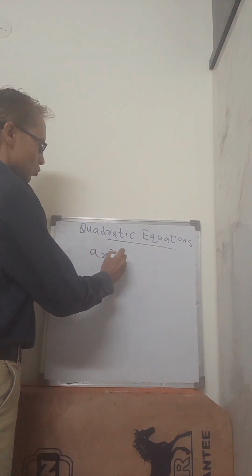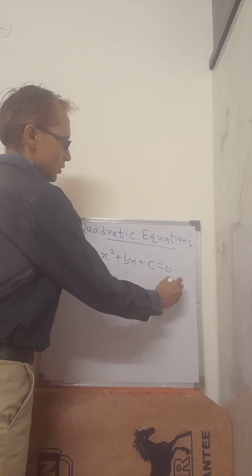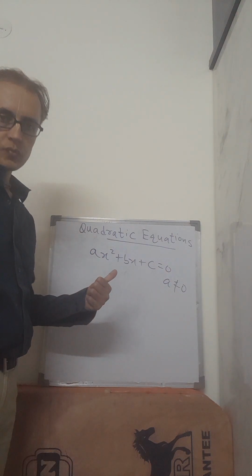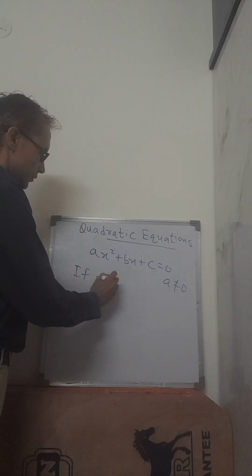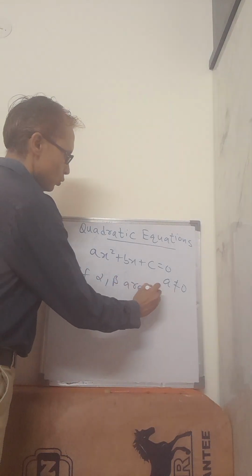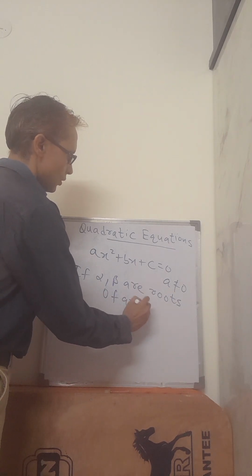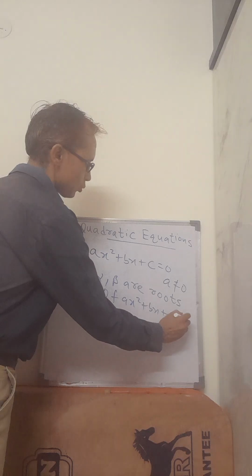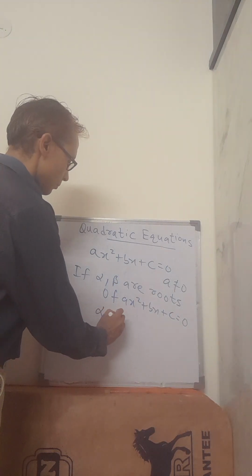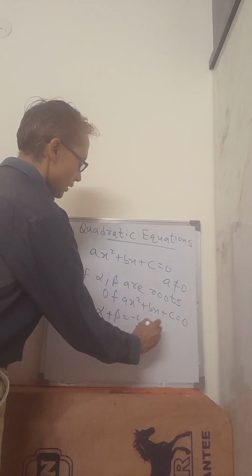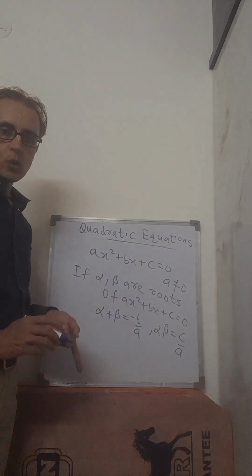So, we know that ax square plus bx plus c is equal to 0, where a not equal to 0, is a quadratic equation, right? So we know that if alpha comma beta are roots of ax square plus bx plus c is equal to 0, then alpha plus beta is what? Minus b by a, and alpha into beta is what? C by a. Right, this you know from your 10th class.